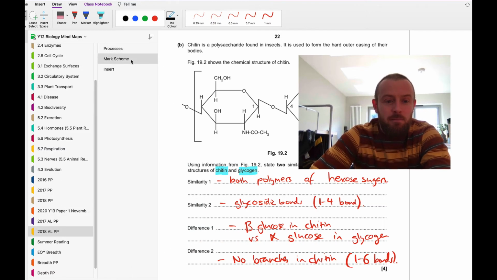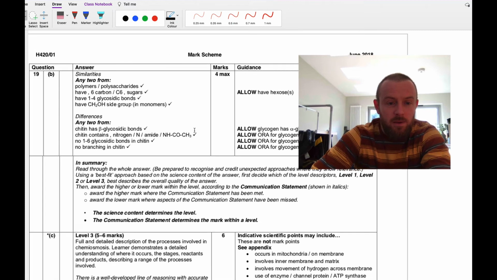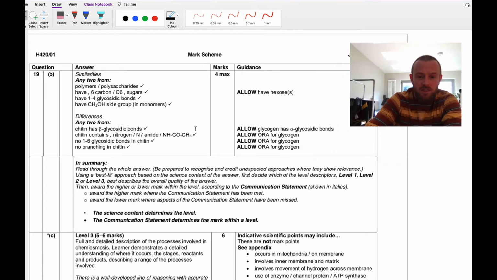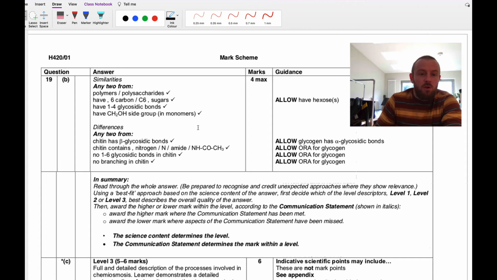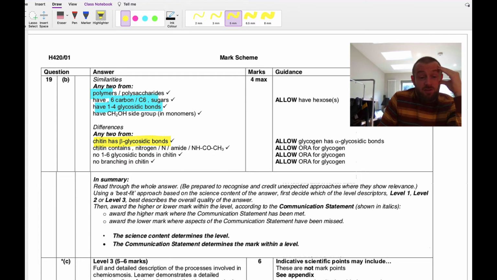Let's look at the mark scheme just to double check. So here we have it, pretty much exactly what I said. They're both polymers or polysaccharides. They have 6 carbon or C6 sugars, 1,4 glycosidic bonds, I didn't say this one. Differences: chitin has beta glycosidic bonds or beta glucoses. Chitin contains nitrogen. That's the obvious one, actually. I didn't even say that. It's very, very obvious, it's right there, the NH group. Chitin has nitrogen, glycogen does not. There's no 1,6 glycosidic bonds in chitin and therefore no branching.